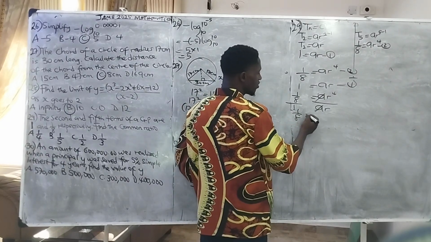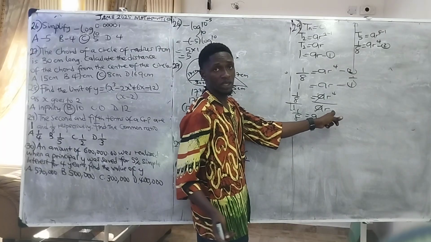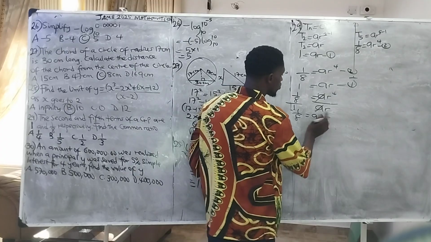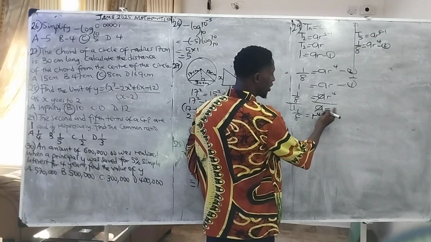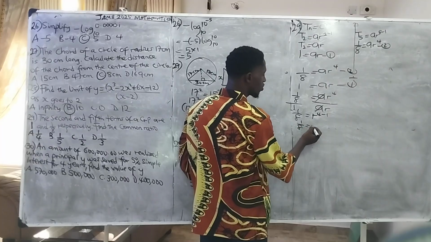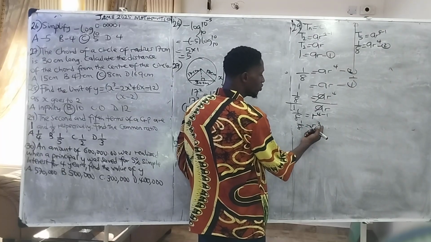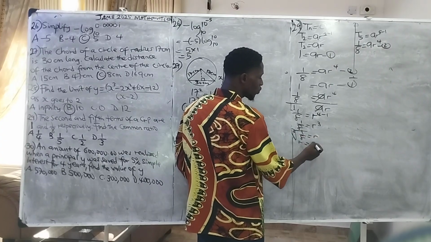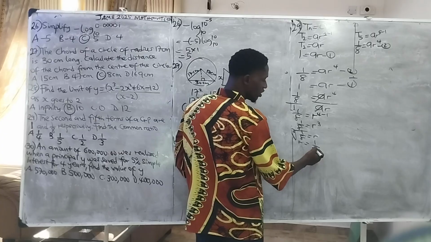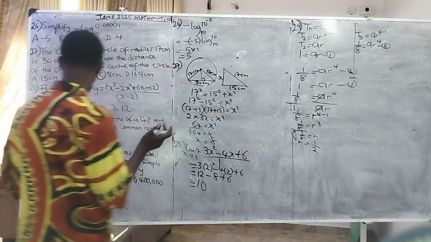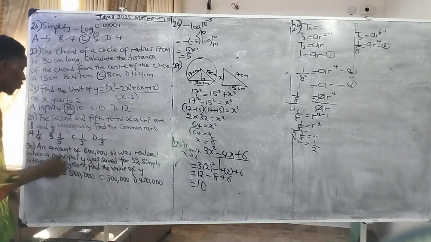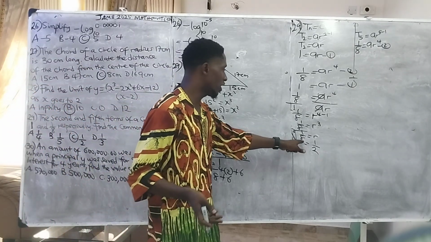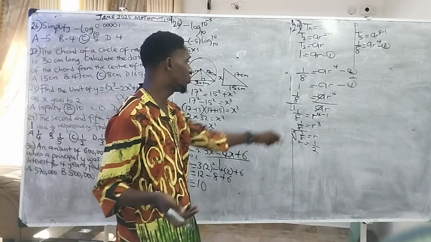So a will cancel, and we use the law of indices. That is, when you are dividing, you have to subtract the power. So I have r raised to the power of 4, the power here is 1, 4 minus 1. 1 over 8 is equal to r raised to the power of 3. When the cube goes here, it becomes cube root. So cube root of 1 is 1, cube root of 8 is 2. So the common ratio is 1 over 2, and that is what we are looking for, 1 over 2. Because 2 times 2 times 2 will give you 8, 1 times 1 times 1 will give you 1.